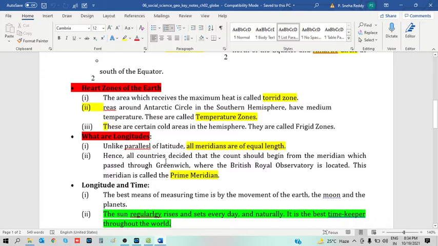Hence all the countries decided that the count should begin from the meridian which passes through Greenwich, where the British Royal Observatory is located. This meridian is called the prime meridian.